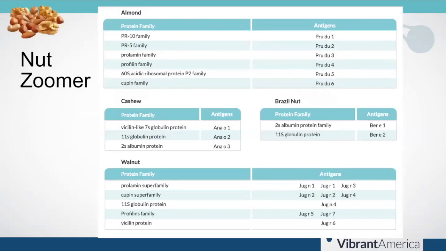So then next we have the nut zoomer. This is a pretty all-encompassing test as far as more of the common nuts being consumed. Of course, we have a separate zoomer for peanuts, which are not true nuts. They're more in the legume family. So these are some of the more common nuts being consumed, and then the proteins within them.